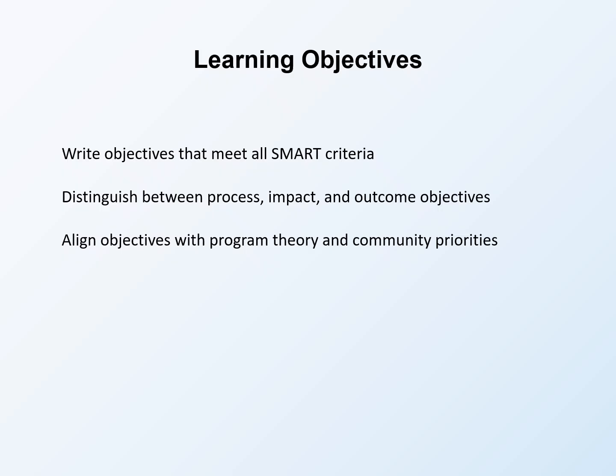And third, align objectives with program theory and community priorities. Objectives don't exist in isolation. They must connect to your overall theory of change and to what the community actually wants.